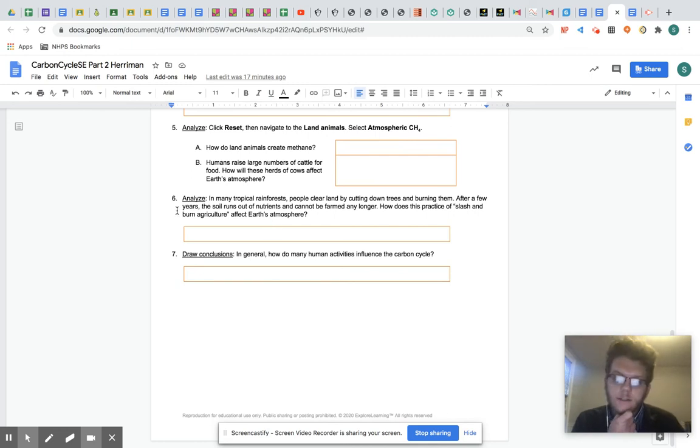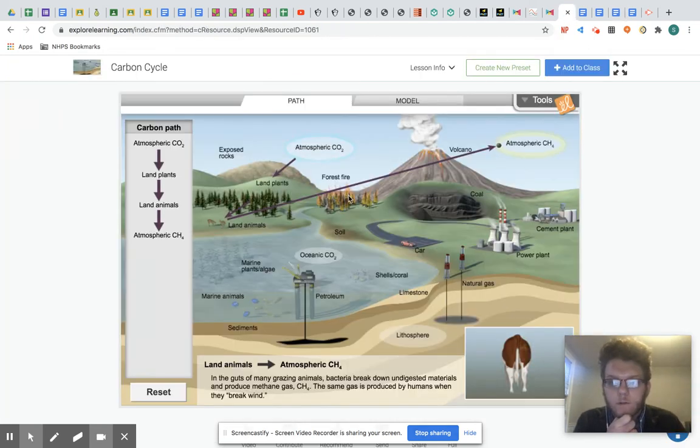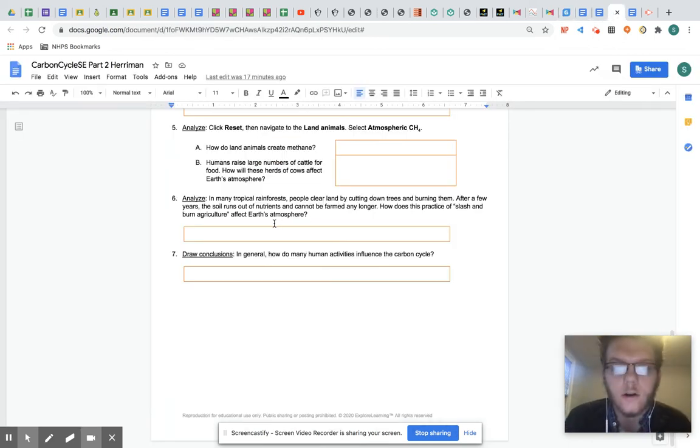Finally, we're going to do some analysis and draw some conclusions. In many tropical rainforests, people clear land by cutting down trees and burning them. After a few years, the soil runs out of nutrients and cannot be farmed any longer. How does this practice of slash and burn agriculture affect Earth's atmosphere? We recognize that this practice is cutting down trees and burning them, effectively creating forest fires. So how do forest fires affect the Earth's atmosphere?